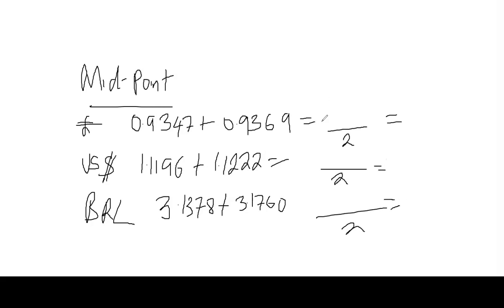So for the pound, how much is it? The midpoint is 0.9358. Not the ultimate answer? Yes, 0.9358. This is after I've divided by 2, isn't it? Yes. Okay. That will be your final answer this side, isn't it?